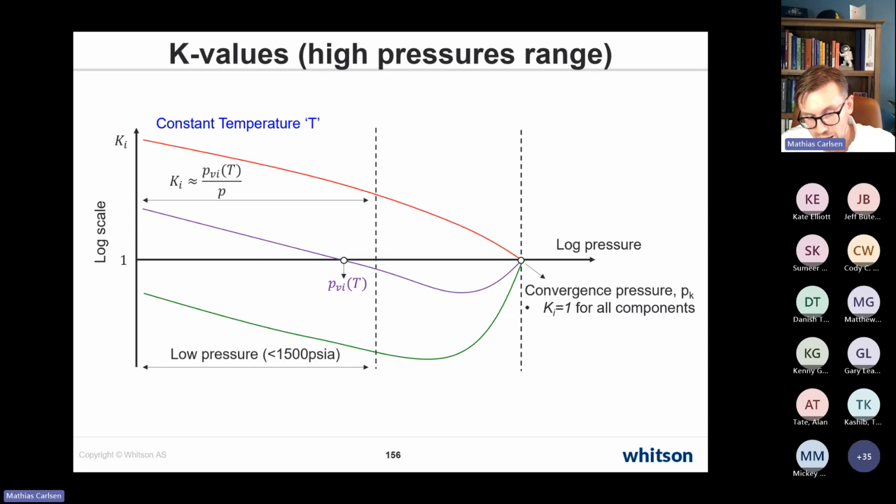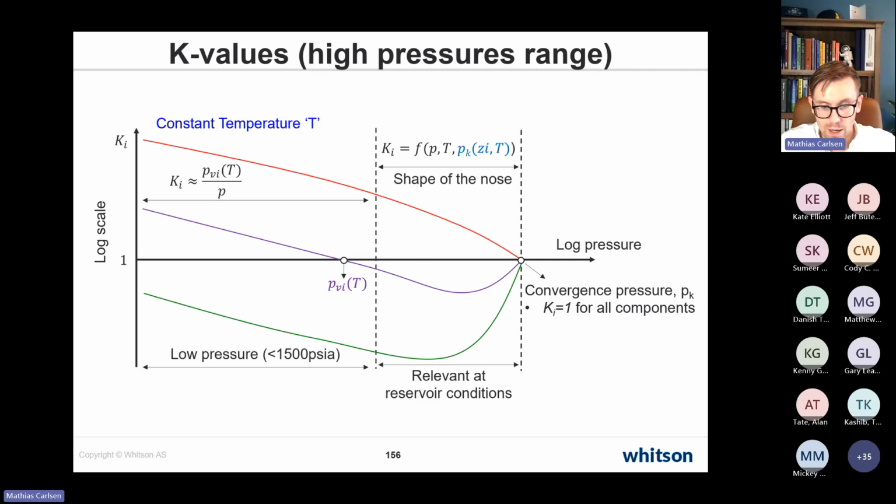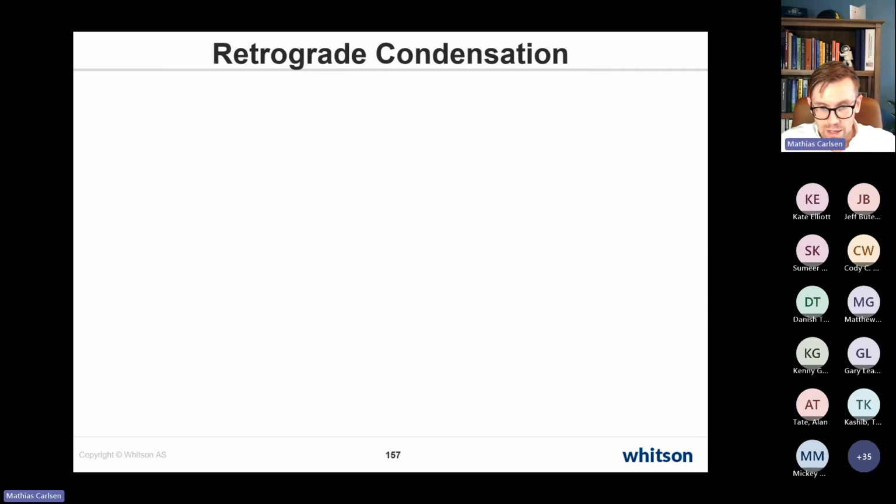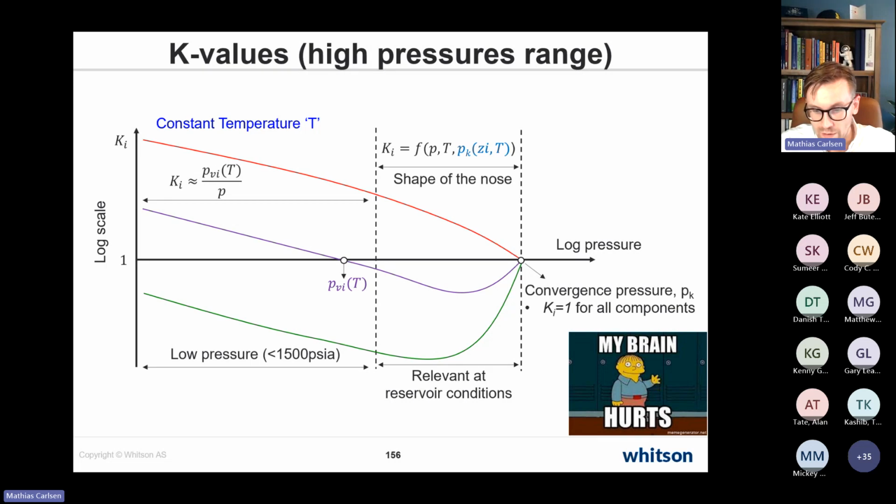All of these different K values for the different components converge at something called a convergence pressure, and that's where the K value for all the components is 1. This part is really, really complicated to model, so you need an equation of state to capture this complexity, this non-monotonic behavior for all the individual components, and also the sum of how that works together. And that's the general shape of the K values.